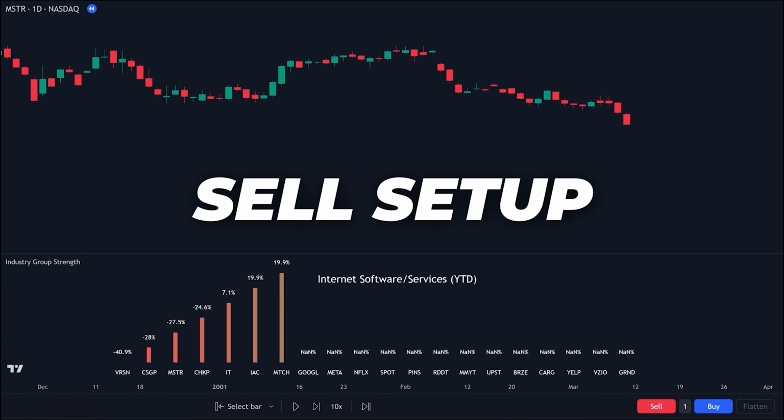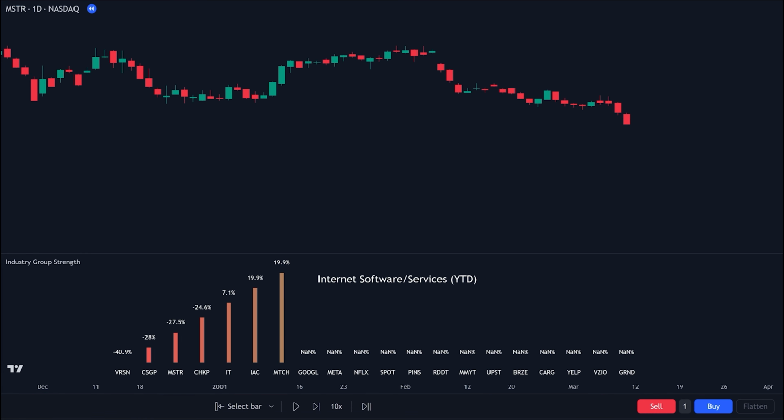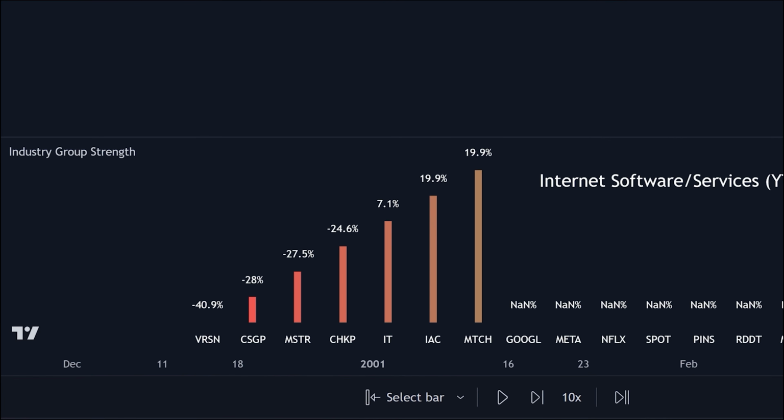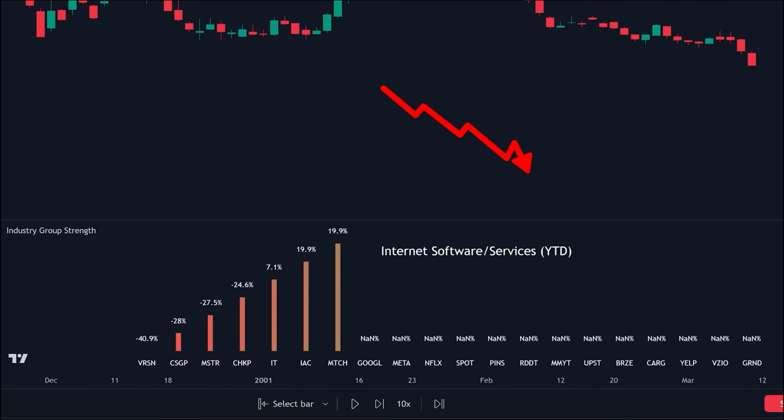Sell trade setup for MicroStrategy stocks. First, we see that MicroStrategy is one of the underperforming stocks in the internet software and services sector, as shown by the industry group strength indicator at the bottom of the chart. The stock has a year-to-date return of -27%, indicating it's performing poorly compared to others in the same sector.